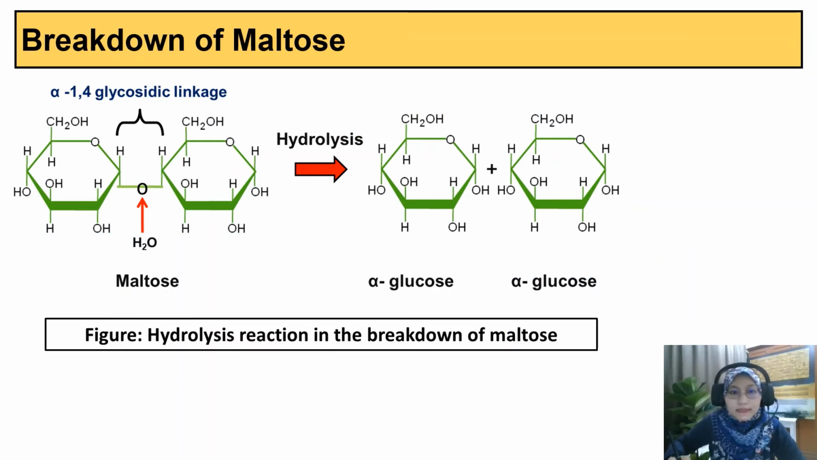This diagram shows the hydrolysis reaction which takes place in the process of breaking down maltose into the monosaccharide alpha glucose. This shows the structure of maltose that is joined together by alpha 1,4 glycosidic linkage between the two monomers. It shows the addition of a water molecule into the glycosidic linkage. Through the hydrolysis process, it will divide into two monosaccharides of alpha glucose.